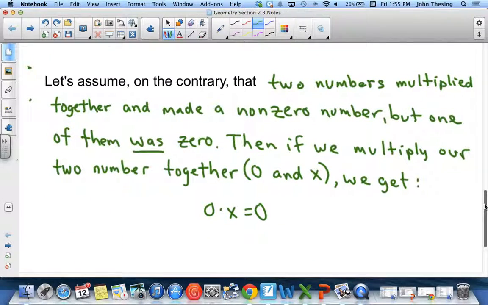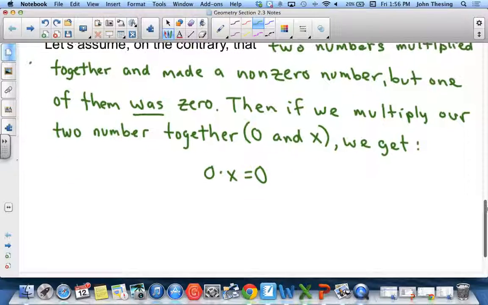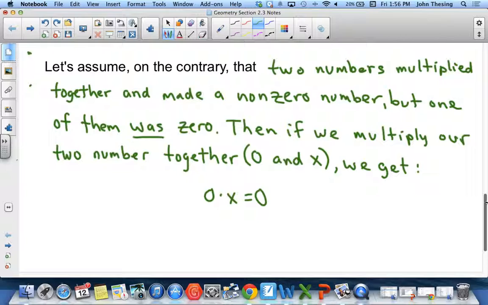So we assumed, on the contrary, that two numbers multiplied together made a non-zero number, but one of them was 0. Sorry, you're supposed to contradict the original statement. Exactly. Notice how we multiplied our two numbers together and got 0? What was the original assumption when we multiplied our two numbers together? That when you multiply them together, you got a non-zero number.